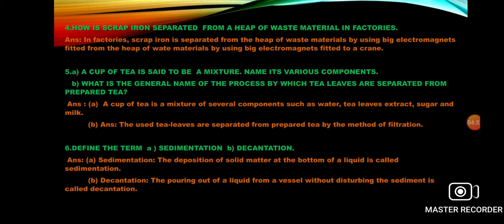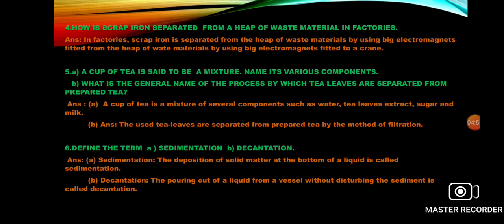All right, next, question number 5. A cup of tea is said to be a mixture. Name its various components. So tea, it is made up of what? It is made up of water, number 1. Number 2 is tea leaves, isn't it? Then sugar and milk. Sugar and milk are optional, but water and tea leaves are common.